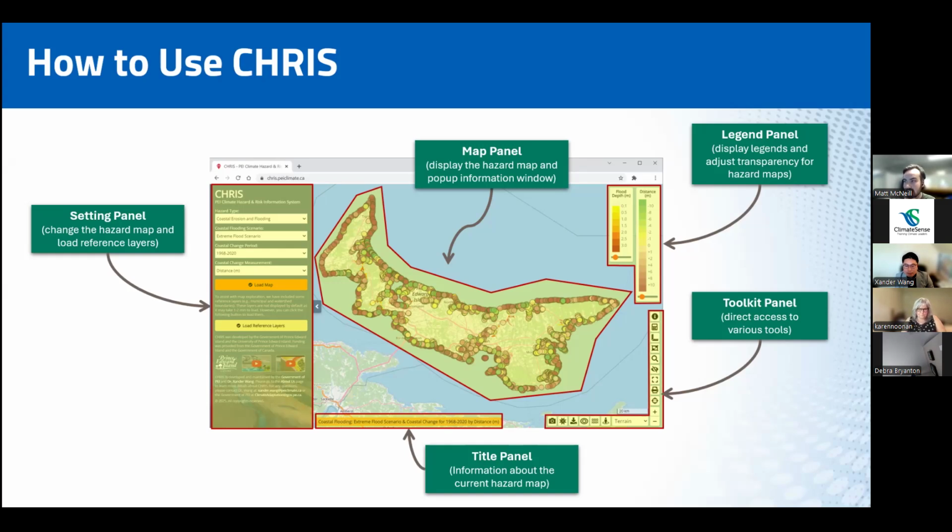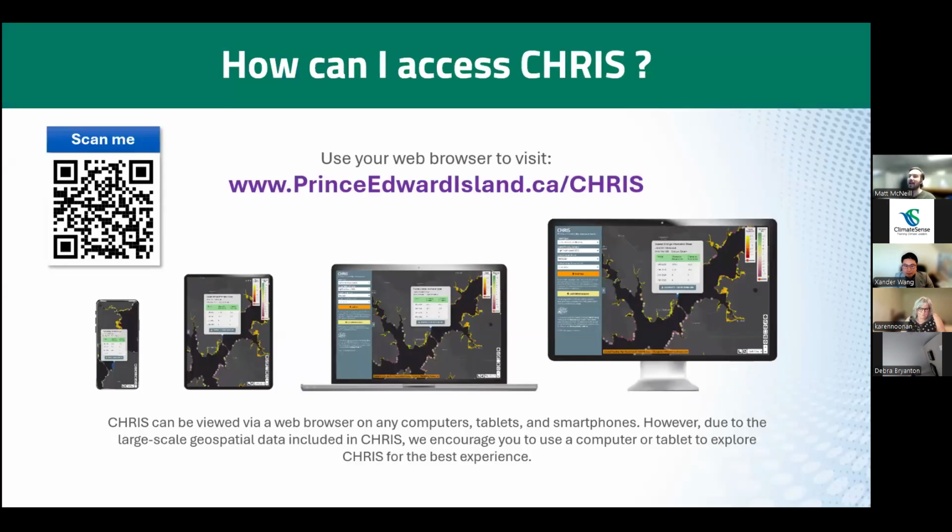And then finally on the Chris portal, you'll see on the bottom there, this is just the title panel. So this shows what the map is displaying. In this circumstance, it's showing the extreme flood scenario, as well as coastal change for the period of 1968 to 2020. So again, I encourage you to load it up, and this is how you access it. Just go to princeedwardisland.ca/Chris, and there'll be a link to launch the mapping platform. As I mentioned earlier, you can access it through any device, but if you're loading reference layers or anything like that, we would recommend a computer or a tablet.